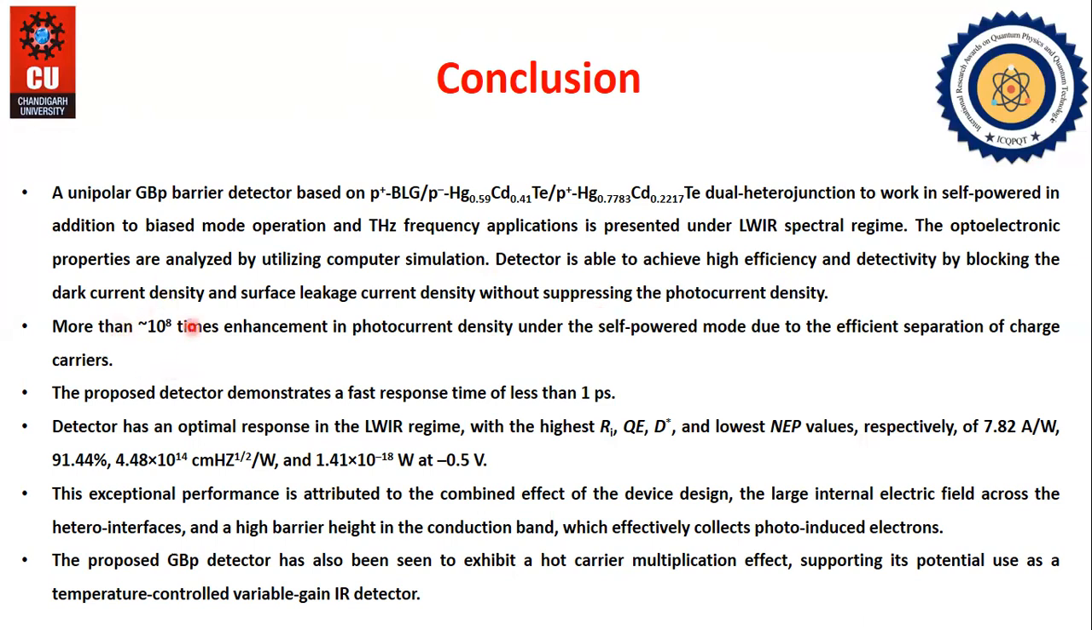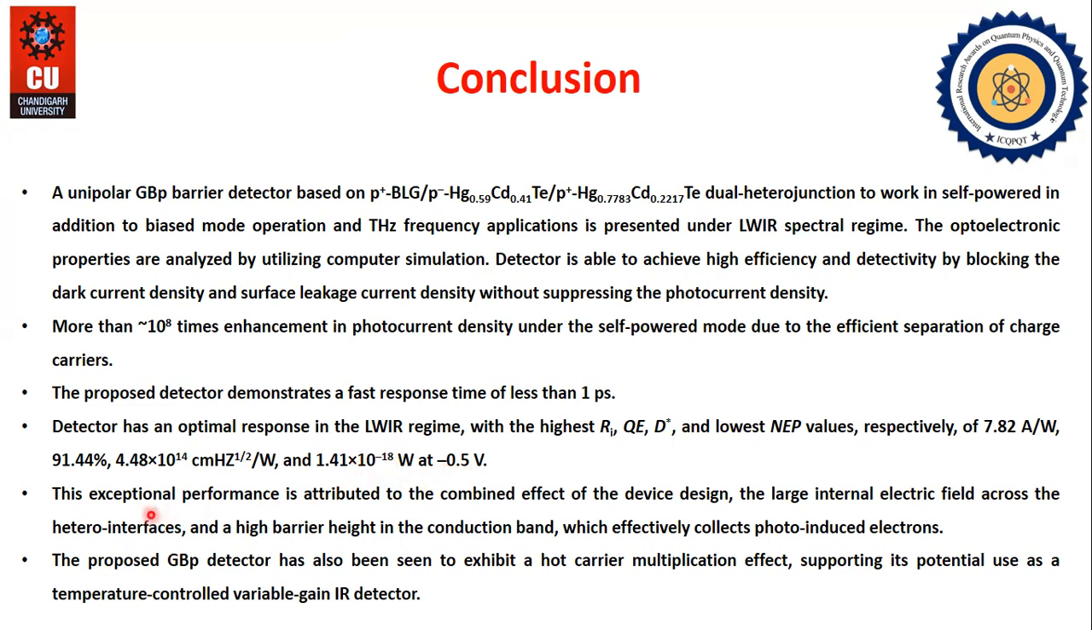In this work, more than 10 to the 8 times enhancement in the photocurrent density under the self-power mode is achieved due to the efficient separation of the charge carriers. The proposed detector demonstrates a fast response time, which is less than 1 picosecond. The detector has the optimal response in the long wavelength infrared region with the highest photocurrent responsivity, quantum efficiency, detectivity, and lowest noise equivalent power values of 7.82 ampere per watt, 91.44%, 4.48 into 10 to the 14 centimeter square root of hertz per watt, and 1.41 into 10 to the minus 18 watt at minus 0.5 volt.